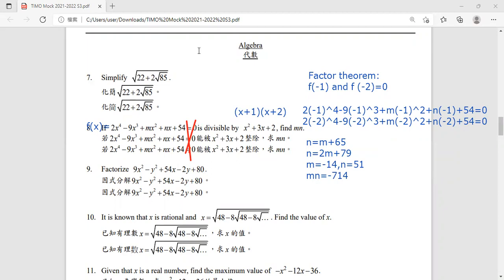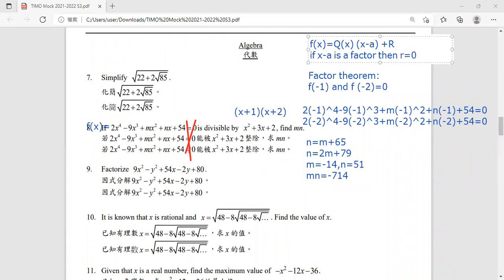I use the factor theorem here. Anybody don't know what the factor theorem is? If you don't know, I will explain it a little bit more. Now for f(x), if it can be divisible by x minus a, then I will have a quotient, let's say Q(x), times x minus a, and plus a remainder. Now, if x minus a is a factor, then R is 0.